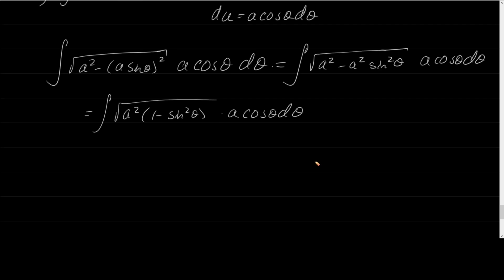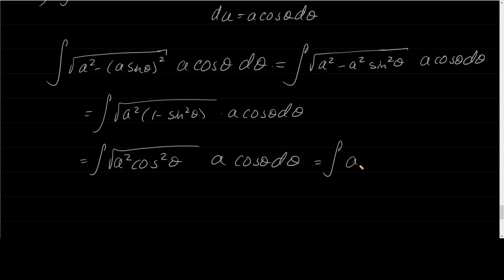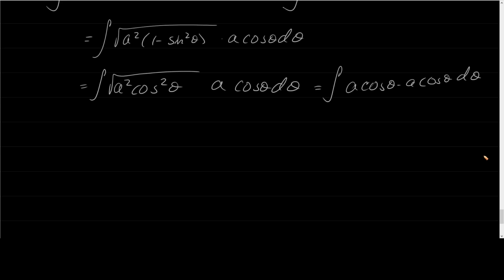Inside that radical, we have 1 minus sine squared. 1 minus sine squared is just cosine squared. So I have a squared cosine squared theta, and I have an a cosine theta d theta. At that point, I end up with the integral of a cosine theta times a cosine theta d theta. So what do we do there? Well, let's consider that we have a squared times the integral of cosine squared theta d theta.